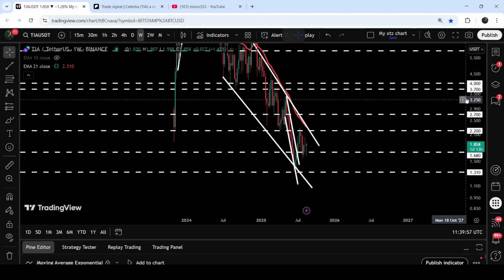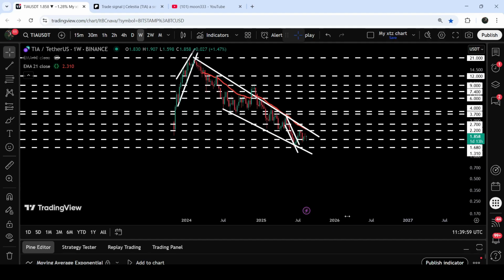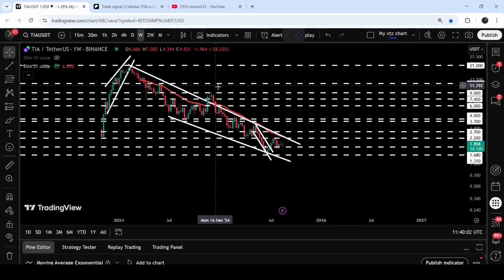And on the 7 days time frame chart, this is the falling wedge pattern that we have been following for the past several weeks or month. And now the movement is getting squeezed inside this wedge.